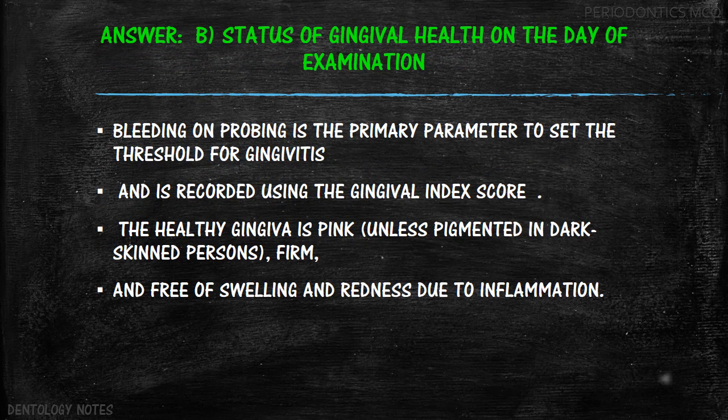Answer B. Status of gingival health on the day of examination. Bleeding on probing is the primary parameter to set the threshold for gingivitis, and is recorded using the gingival index score. The healthy gingiva is pink, and less pigmented in dark-skinned persons, firm, and free of swelling and redness due to inflammation.